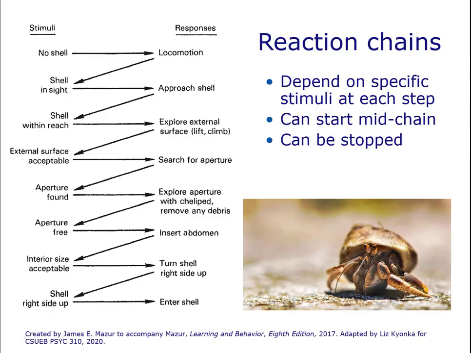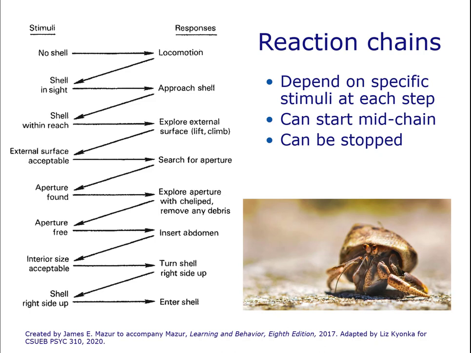Fixed action patterns are rigid sequences that can't be altered or interrupted. By contrast, reaction chains depend on the presence of specific stimuli and are oriented around them. They can start in the middle if the first steps are not necessary, and they won't continue if a stimulus is missing. Interestingly, the response for one step in the chain often produces the stimulus needed for the next step. For example, hermit crabs use shells of other animals rather than growing shells of their own. As the crab grows, it must exchange its current shell for a larger one, a process that involves many steps: searching for and then approaching a shell, exploring it, and so on.